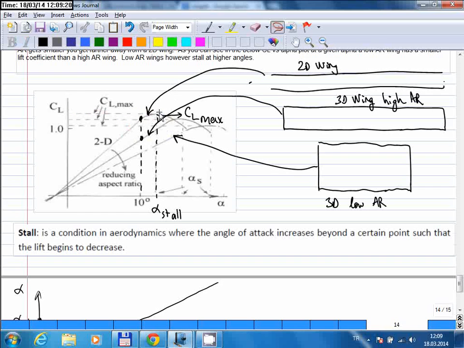Okay, so this is the highest lift coefficient value you can possibly get with this wing, and it is obtained at a certain angle of attack, and we call that the stall angle. And after that, if you increase the angle of attack any further, the lift coefficient starts going down. So this is the stall condition.